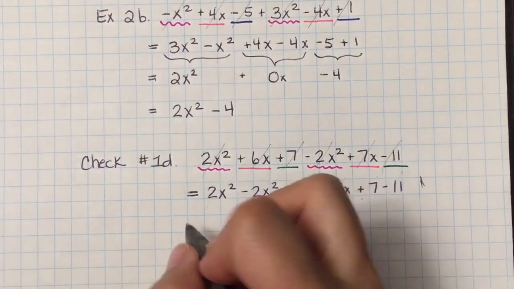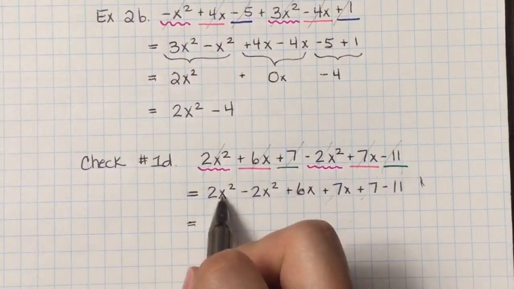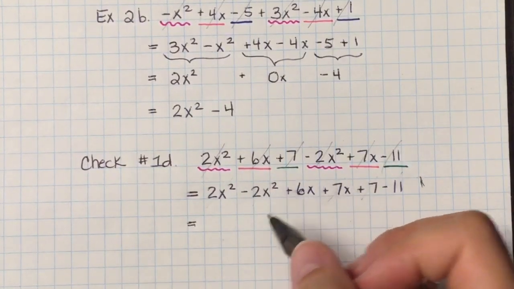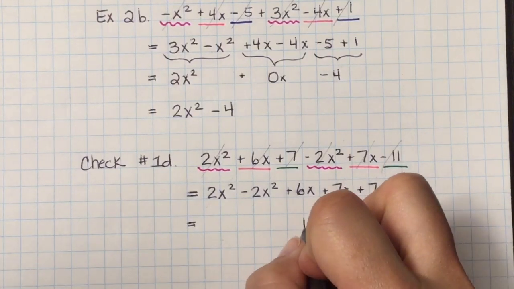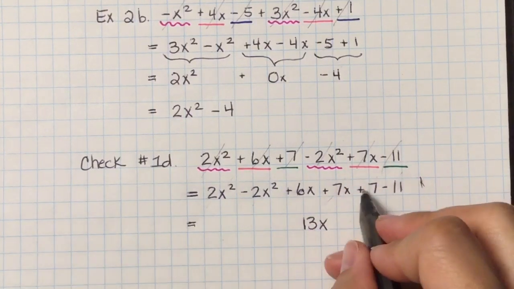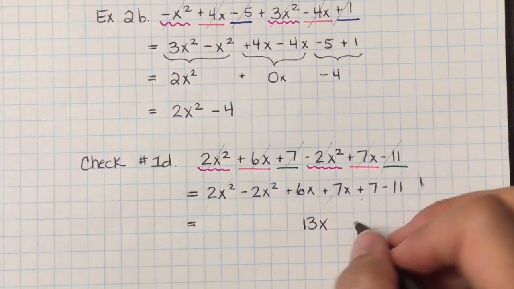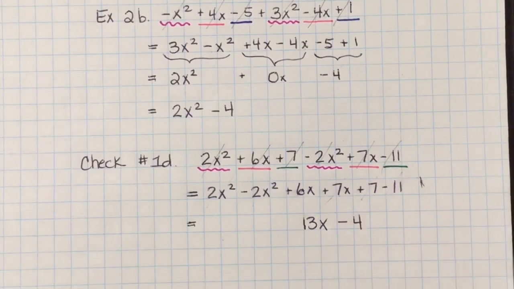Okay, then now I can simplify my like terms. So 2x squared minus 2x squared, well, that's going to be 0. 6x plus 7x, that is going to be 13x. And 7 minus 11 is going to be minus 4. There we go. Right on. That is awesome.